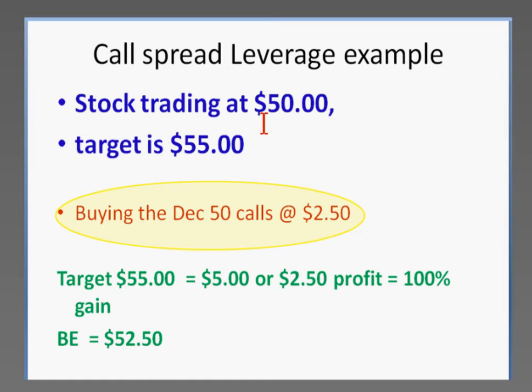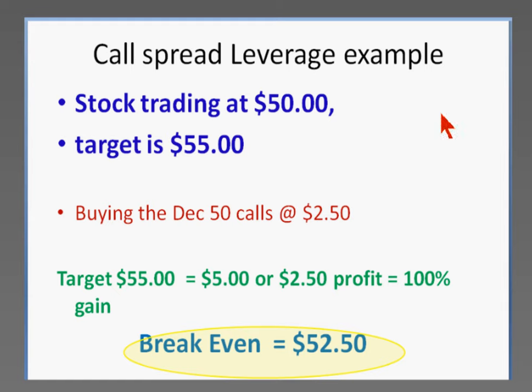If we paid $2.50 for that option when the stock was trading at 50 and it went to 55, it had to go from 50 to at least $52.50 at expiration just so we could get our money back. So that's our risk reward factor. We're paying $2.50, hoping the stock will go to 55 from the $50 area, and we make 100% profit.